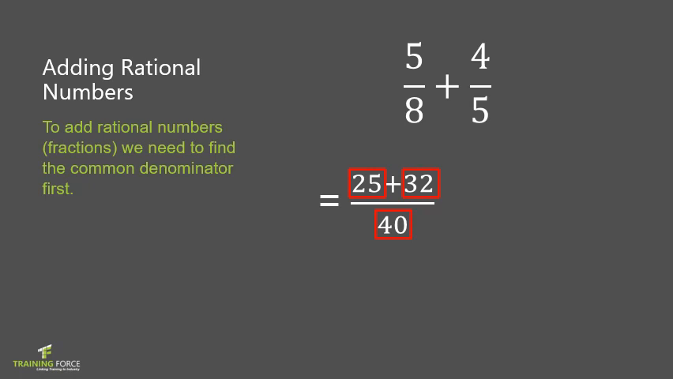The 5 denominator goes into 40 8 times. Then we multiply the 4 numerator by 8, which gives us 32. Then we add the numerators of the fractions, which is 25 plus 32, and that is 57. And then we divide 57 by 40. Now we can already see that 40 can go into 57 once, and it leaves a value of 17. So it's 1 17 over 40.